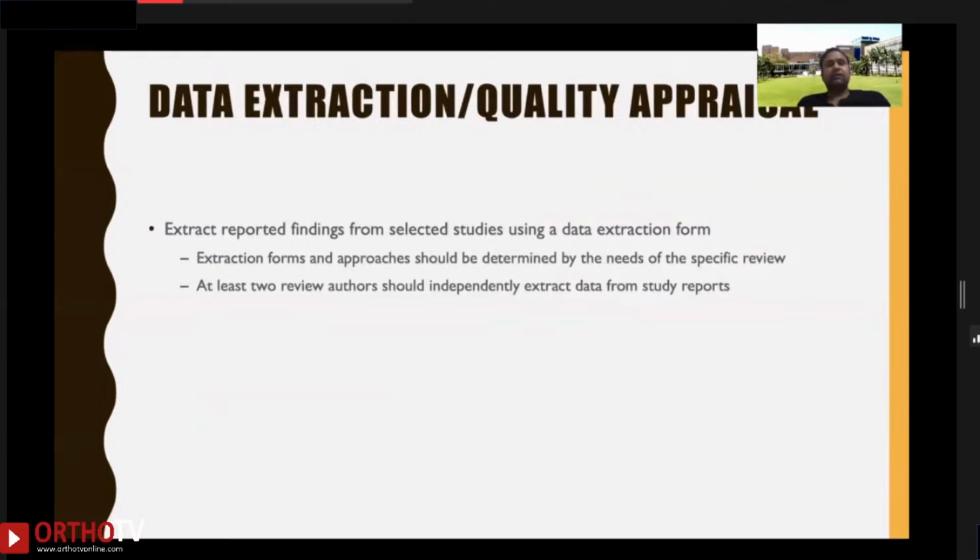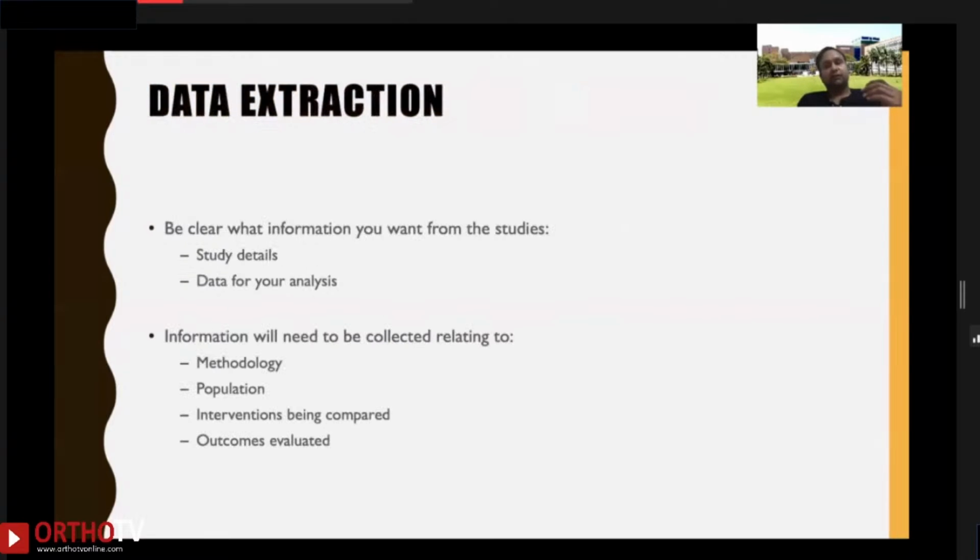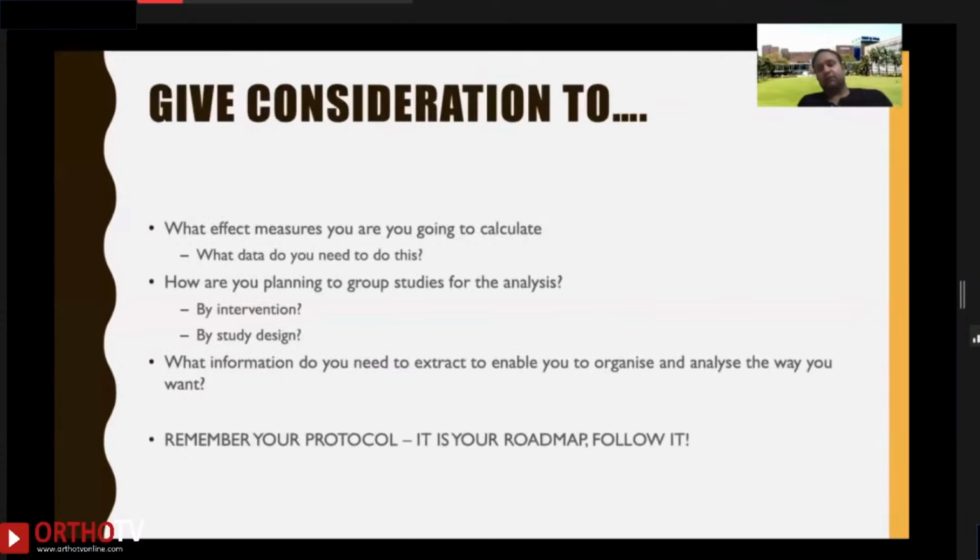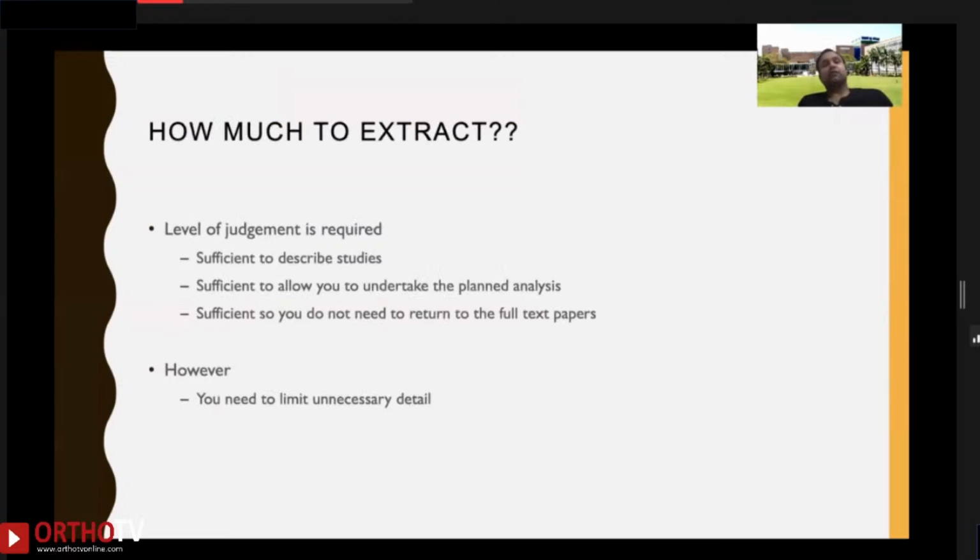And then you extract the data from these studies. At least 2 review authors should independently extract data from these study reports. And one has to be very clear and always go as per the methodology which you have already described in the beginning: what effect measures you are going to discuss, how you are planning to group studies, which studies you are going to include, and what information you are going to extract. Always remember your protocol and go according to that.